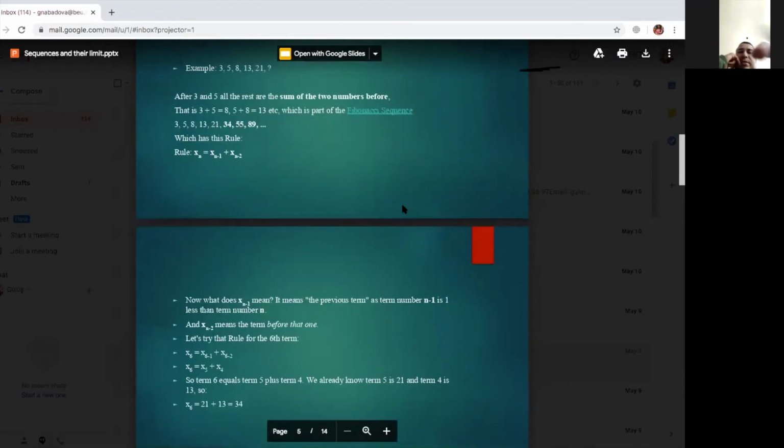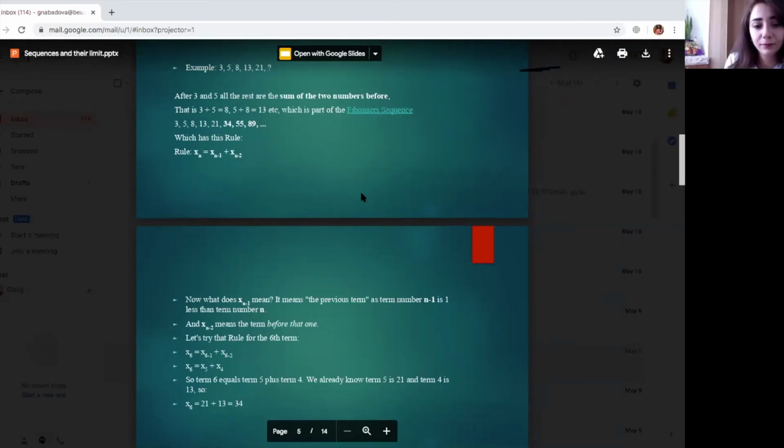Fibonacci sequence. After 3 and 5, all the rest are the sum of the two numbers before. That is 3 plus 5 equals 8. 5 plus 8 equals 13, which is part of the Fibonacci sequence. Rule: xn equals xn minus 1 plus xn minus 2.